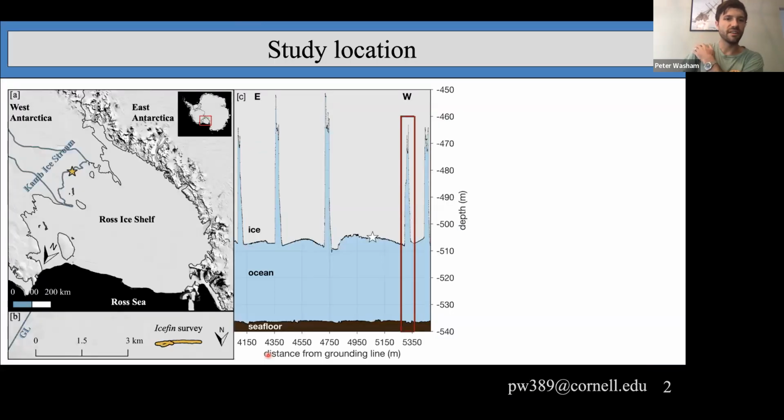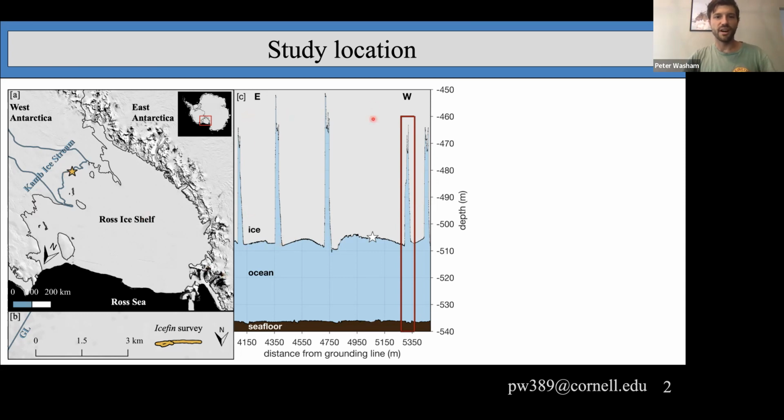The study location is shown here on the map, this yellow star. It's at the back of the Ross Ice Shelf, very close to the grounding line of the CAM ice stream. The survey is shown in yellow, and the grounding line from remote sensing is shown there. The site is really interesting because CAM ice stream is stagnant. It's not flowing, so the ice downstream of that grounding line is just creeping along as the rest of the ice shelf pulls it seaward. It's kind of like frozen in time, if you will.